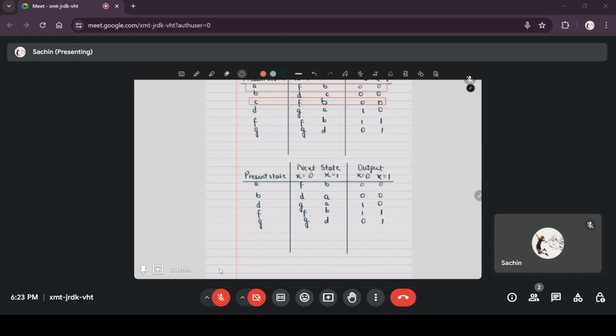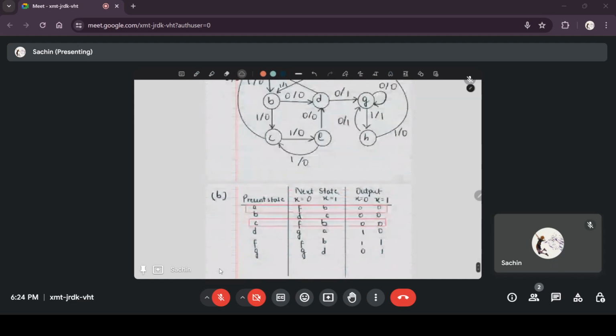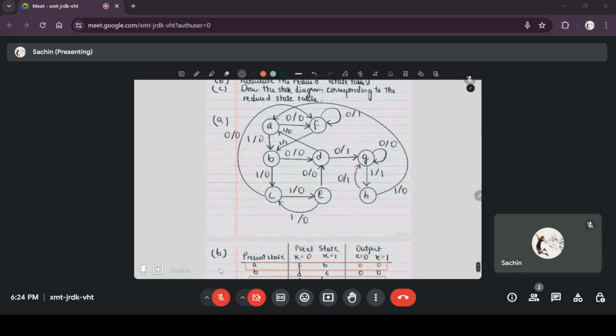That's it, and there's no further simplification that we can do because except for FB, all the other states are different from each other. When present state is A or F, the next state is FB, but the output is different. If it's in A, the output is 0 0. If the present state is F, the output is 1 1. So we can't reduce this any further. This is the reduced state table.